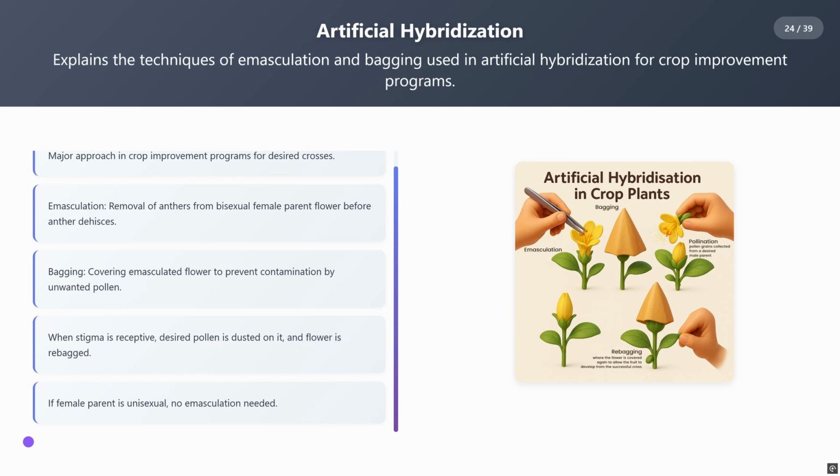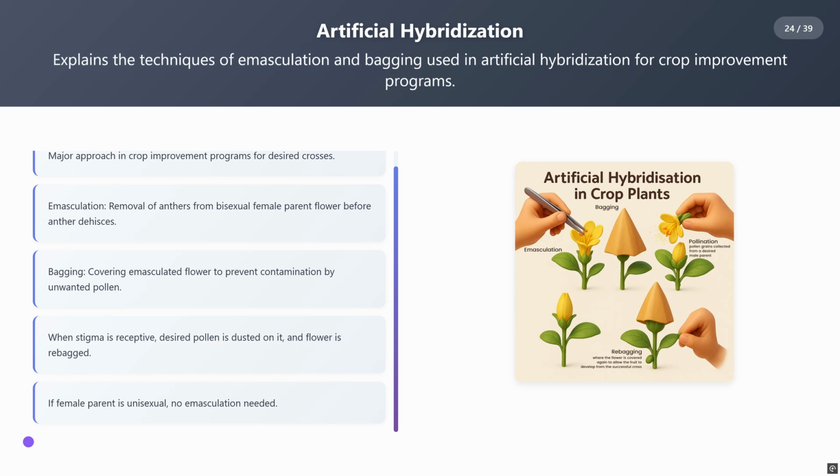After this controlled pollination, the flower is immediately rebagged to allow the fruit and seeds to develop without any further uncontrolled pollination. Very meticulous work. It has to be precise. Now, if the female parent plant naturally produces only unisexual female flowers, then obviously emasculation isn't needed. You just need to bag the female flower bud before it opens, pollinate it with the desired pollen when ready, and then rebag it. So it's a very controlled way to ensure only the desired cross happens.